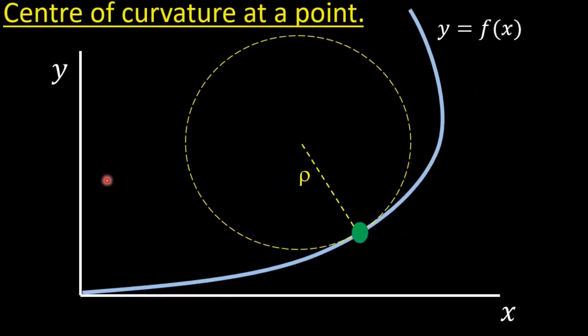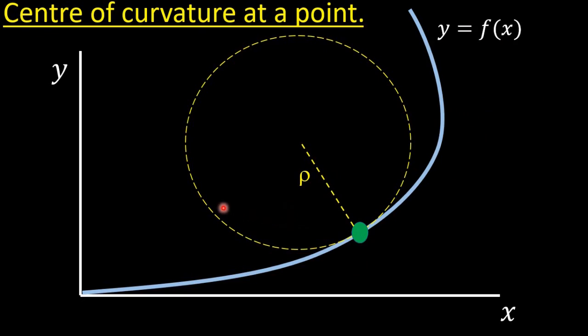So let's say we want to find the radius of curvature at a specific point, and we know the function y equals f of x. The only thing I know is the function y equals f of x, and I'm trying to find the radius of curvature at a certain point on the x-axis.